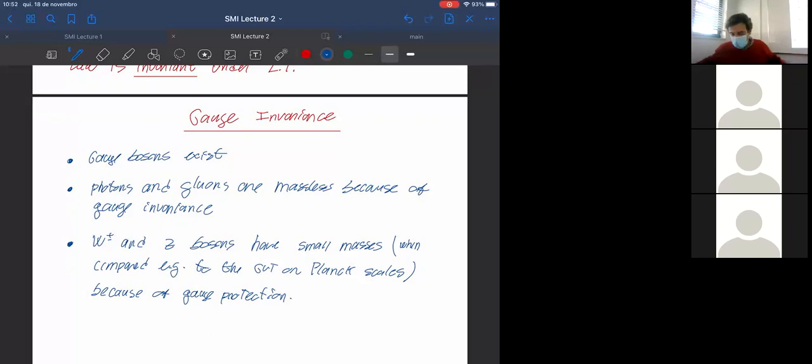So this last point is one of the nice things about gauge symmetry, gauge invariance. Because a gauge theory protects, so the gauge bosons of a certain gauge theory have a mass protected by the symmetry. And they acquire mass at the scale where that symmetry stops existing, basically when that symmetry is broken, and it protects against effects from much higher energies. This is why we have W and Z bosons at the electroweak scale.